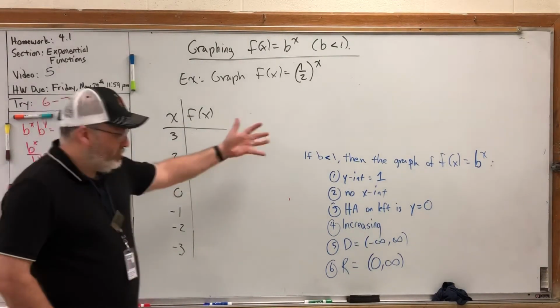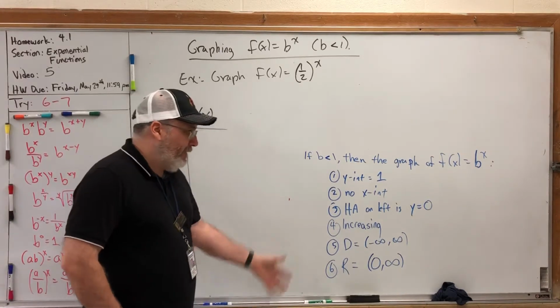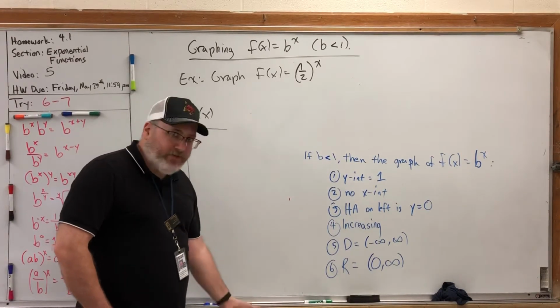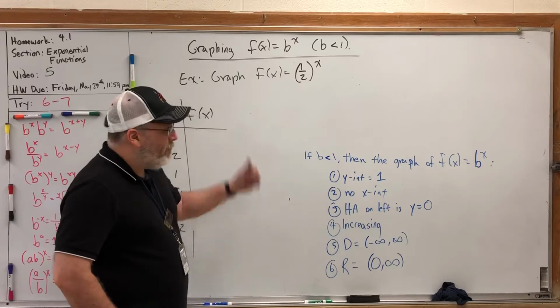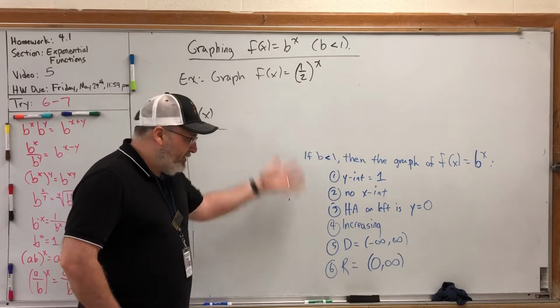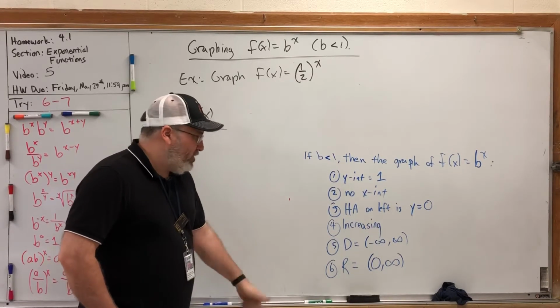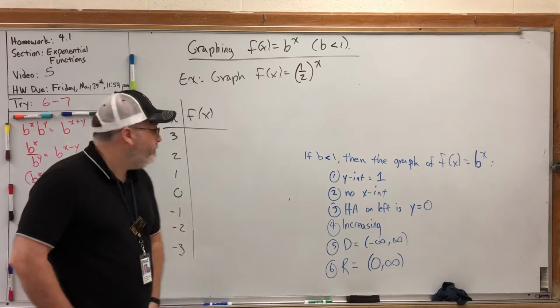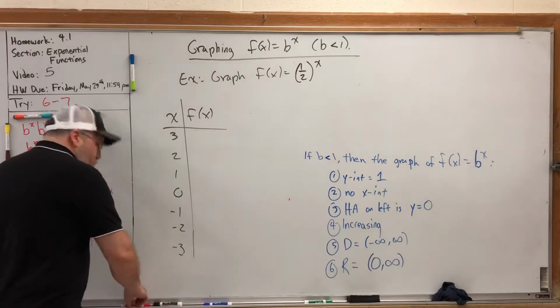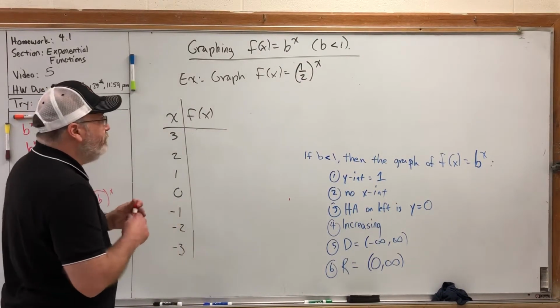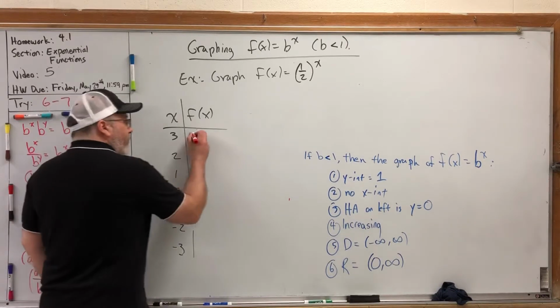So for example, we're going to graph f of x equals 1/2 to the x power. Now these things are left over from the previous graph, so if you're taking notes, don't write them down yet, but I wanted to leave them up there to see which of these stay the same and which ones change, and you might be surprised. Okay, so let's work them out. 1/2 to the x, starting with 1/2 to the third.